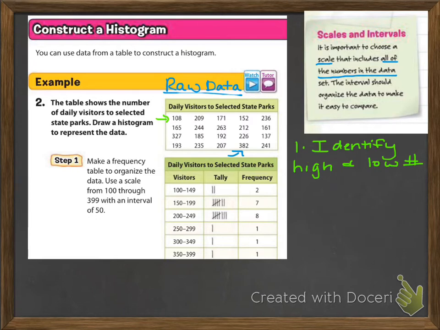Now we need to think about the best intervals. So we know we're going to go from 100 to 400, essentially. That's our little range right here. But now we need to think about what comes in between, because we want to be able to see the differences between each of the intervals. So if you only made 4 sections, you would have a bunch in between, like you'd have 9 in between 100 and 200, and you'd have another 9 in between 200 and 300. So that's why they broke it down into intervals of 50. So as you can see, they went ahead and filled out the frequency table.